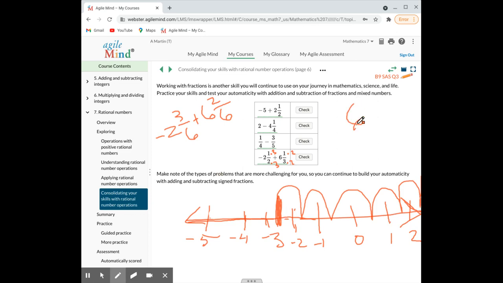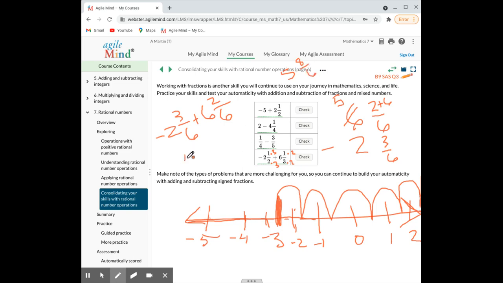Now, another way we could do this is 6 and 2/6 minus 2 and 3/6. I can't do this because I got to borrow, right? How could I borrow from this since this is a sixth? One whole would be how many sixths? 6. So if I make that 5 and I add 6 to this, this is the same as 5 and 8 sixths.